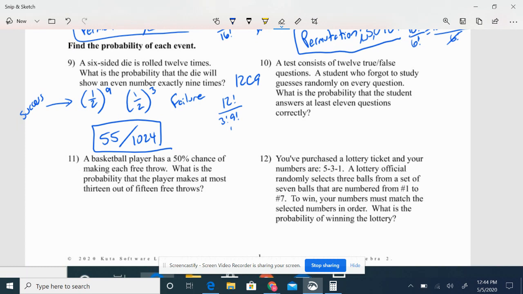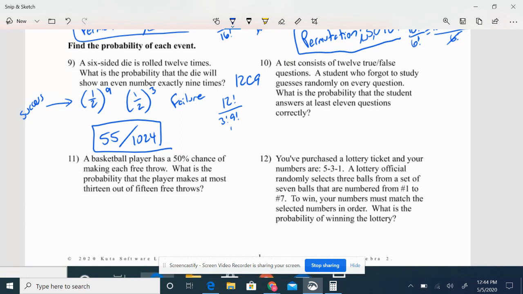Now let's take a look at number 10. A test consists of 12 true or false questions. A student who forgot to study guesses randomly on every question. What is the probability that the student answers at least 11 questions correctly? Okay, so let's take a look.